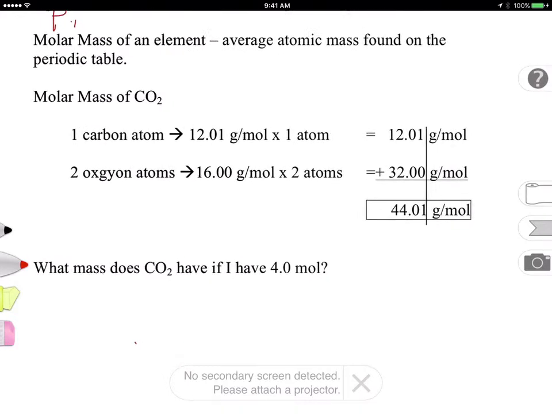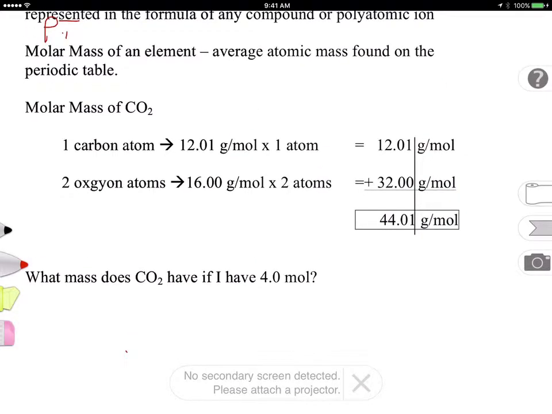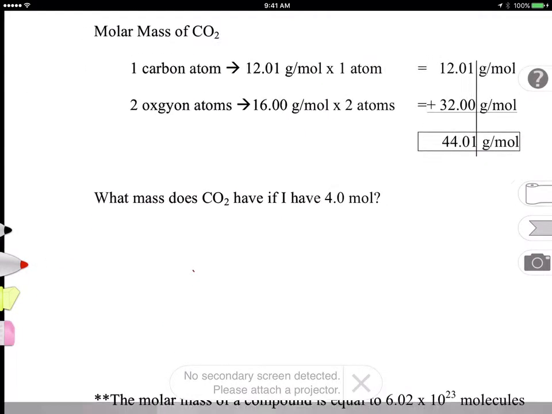Here is CO2. We have one atom of carbon from the periodic table. It's 12.01 times 1, same thing there. Oxygen, 2 of them, multiply 16 by 2, add those two numbers up, 44.01. So now we're going to use that number.